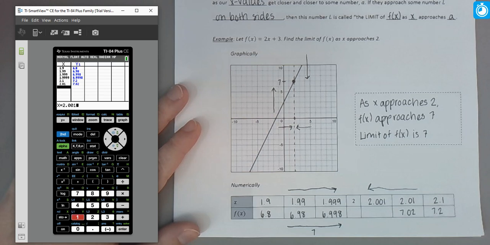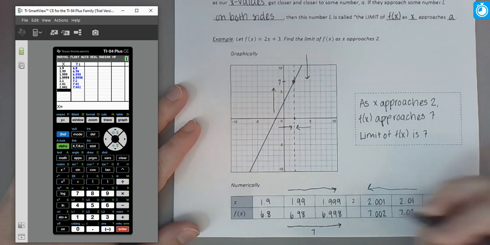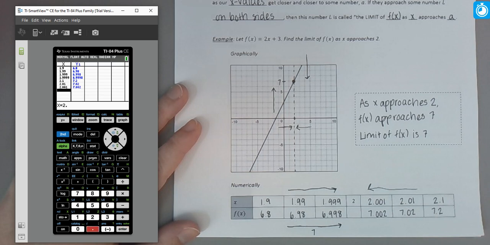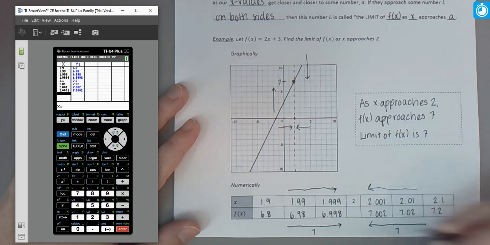What about 2.001? So again, still above 2, but even closer. Well, that's going to take us even closer to 7. So 7.002. And again, in the same fashion, if we continue to generate these corresponding x values, we see the same kind of behavior with the y values. So from this particular direction, our y values are also approaching 7.